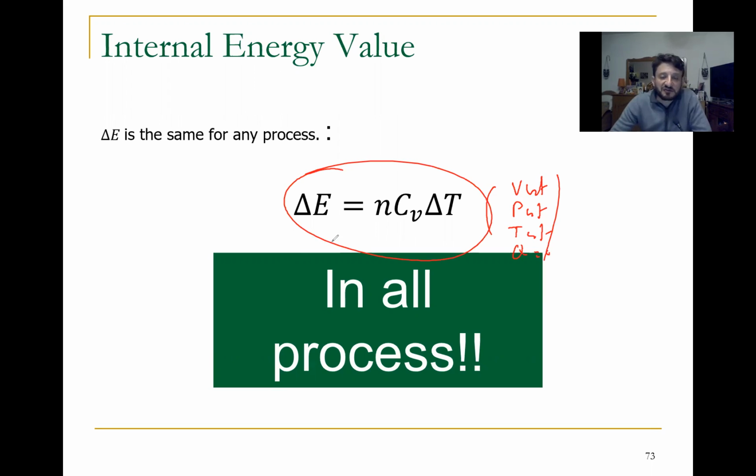As you see here, delta E is directly proportional to delta T. Any change of delta T gives a change of delta E. If delta T equals 0, then delta E equals 0.